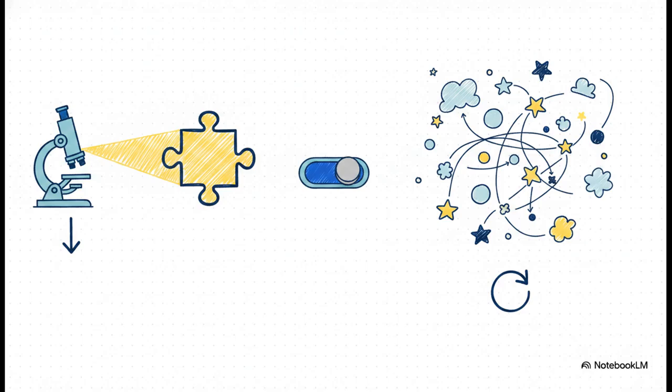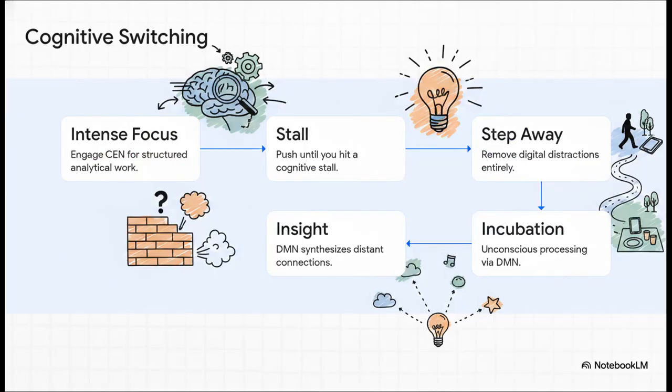The reality is, you simply cannot achieve radical breakthroughs using only the focused mode. You have to step back and allow the DMN to take over so it can connect all those disparate data points. Okay, so how do we actually operationalize this? Well, here is a strategic protocol for cognitive switching, and it's perfectly optimized for 90-minute ultradian cycles.